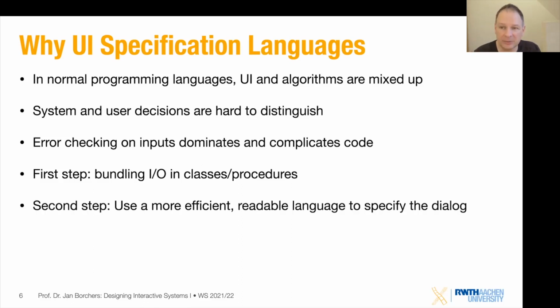Then the second step is, we know that every language is good at some things and bad at other things. And we are now specifying the program logic in code, that's fine. And we're also specifying the UI in separate classes in the same programming language. And clearly a programming language is not necessarily the best language to express what's going on in a UI.